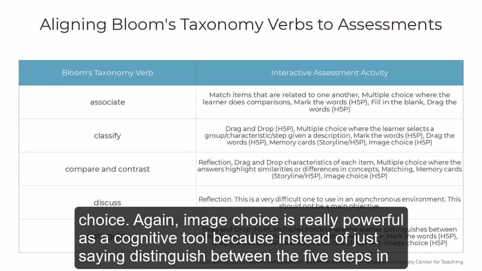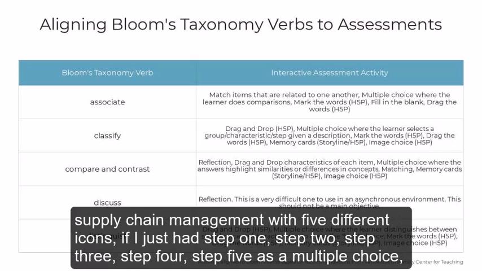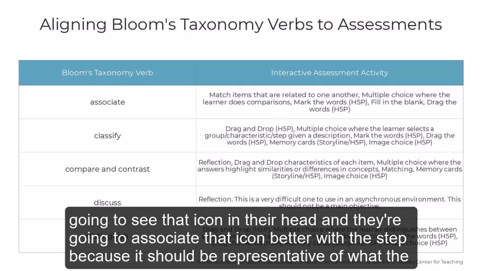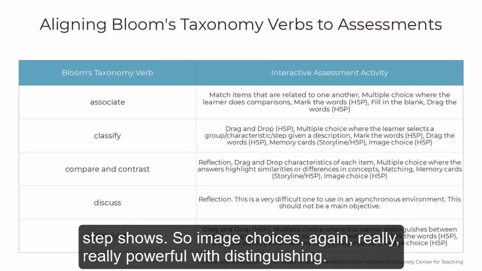Again, image choice is really powerful as a cognitive tool because instead of just saying distinguish between the 5 steps in supply chain management with 5 different icons, if I just had step 1, step 2, step 3, step 4, step 5 as a multiple choice, it's not as memorable. If I give them the step with an icon for the step, I'm then creating better recall for the learner because they're going to see that icon in their head and they're going to associate that icon better with the step because it should be representative of what the step shows. So image choices, again, really, really powerful with distinguishing.